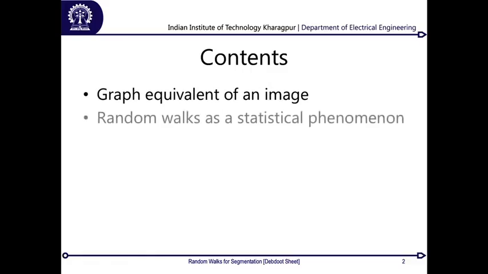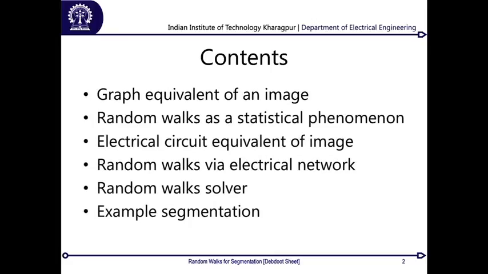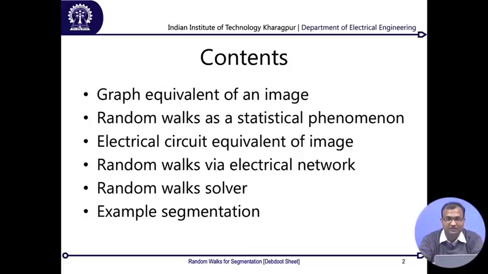So, without much of a delay, the initial part will be on representing an image as an equivalent graph, and from there I will speak about what random walks is as a statistical phenomenon, and why this curious name, random and walk, come together. From there we enter into the electrical circuit equivalent of representing the image, and from there to solving random walks on an electrical network equivalent. Then we enter into the actual solver, called a solver because you have a set of linear algebra equations which you need to solve in order to get the solution, and then there would be an example on an MR image.